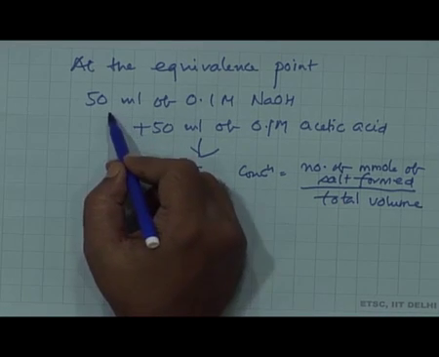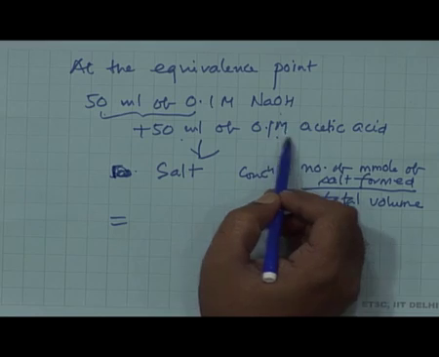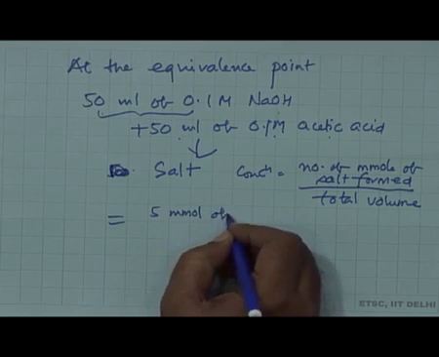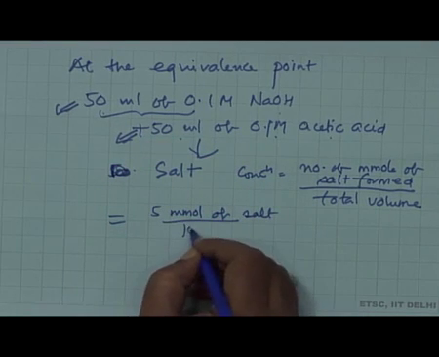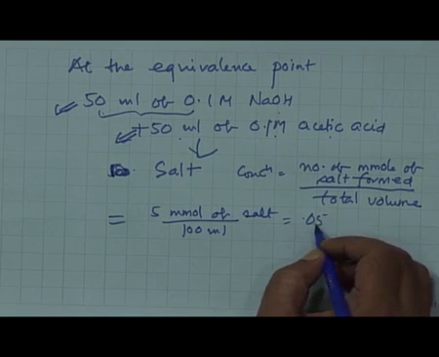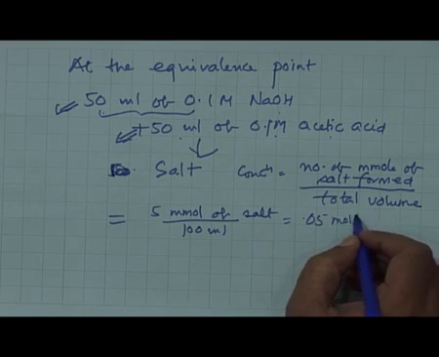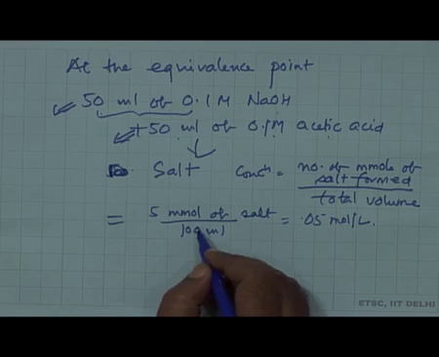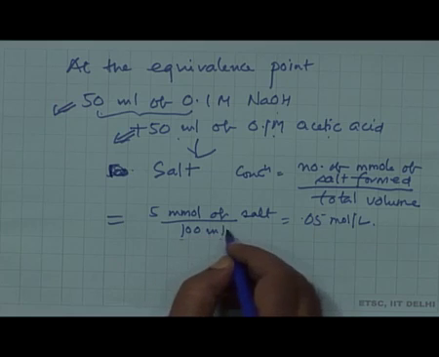What you have done is you have added 5 millimole of NaOH to 5 millimole of acetic acid. It means you will get 5 millimole of salt, and volume is equal to 50 plus 50, so 100 ml. So, you have 0.05 mole per liter. This is your concentration: 5 millimole of salt has been formed, and you have 100 ml of solution.